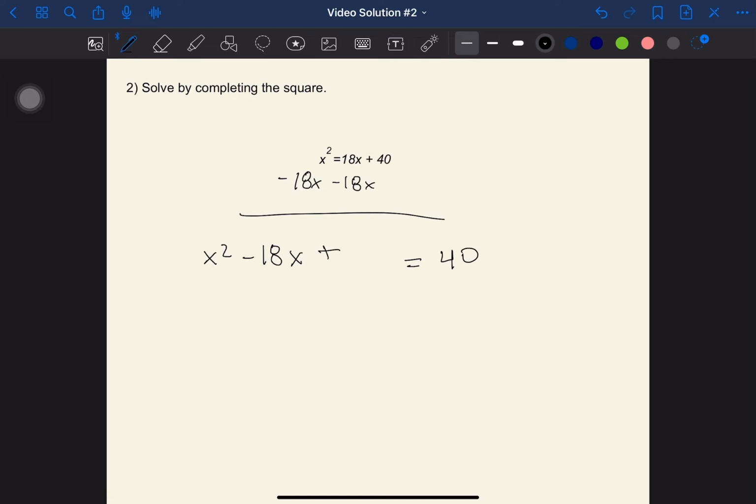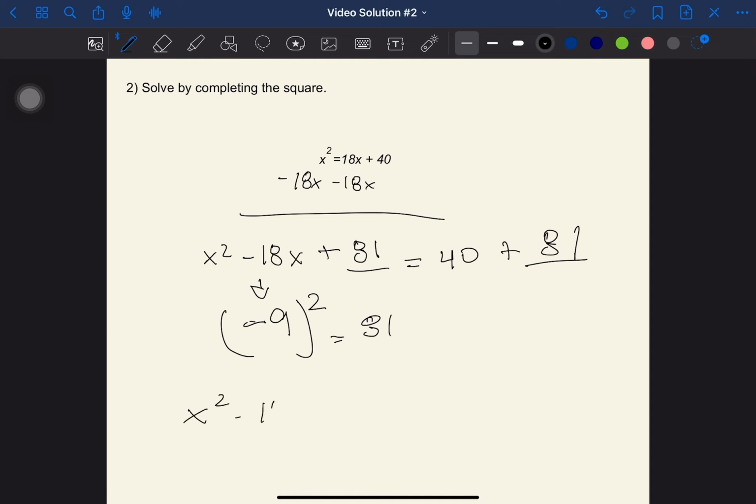Now for this one, we do have to have extra steps. We would have to take this b term here and we would have to half it. So half of negative 18 is negative 9, and then we would square this, which is 81. So we would include this term here, and whatever we do to the left side is done to the right side. And now we can rewrite this as x squared minus 18x plus 81 is equal to 121.